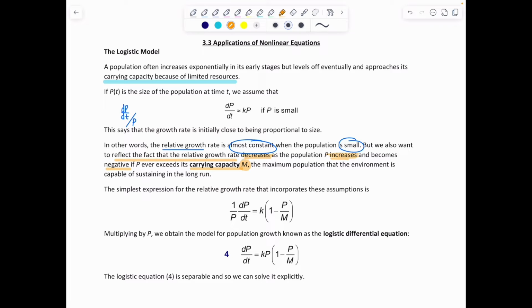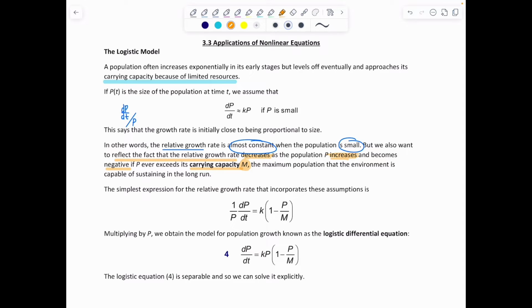So the growth rate can become negative. The population will decrease if for some reason the population exceeds the carrying capacity. M is what we're calling the carrying capacity. It's the maximum population that the environment is capable of sustaining in the long run. You won't have to come up with that. In practice, yes, you would, but for all of the applications that we're going to be solving, that's going to be given to us. That would take extensive research.